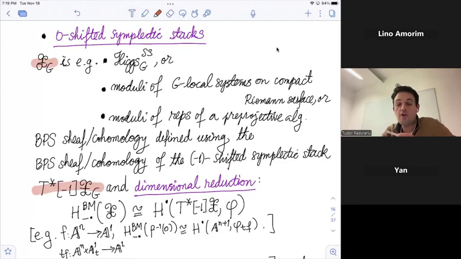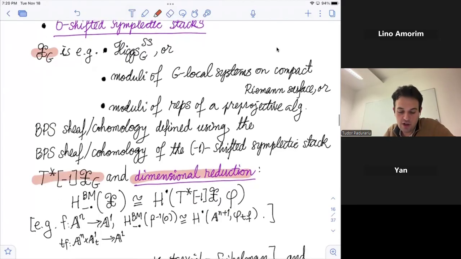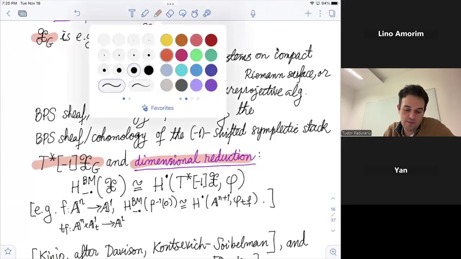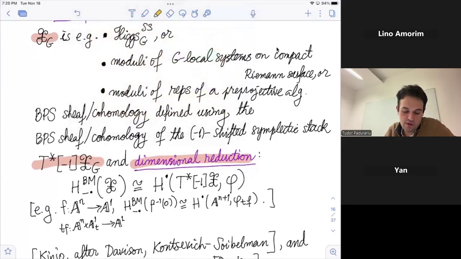Then this falls under the previous section. So for this stack, we can define BPS cohomology, and then we use dimensional reduction to transfer it back to cohomology of X. So dimensional reduction is this isomorphism. It goes between Borel-Moore homology of the stack X and cohomology of this sheaf phi, this gluing or vanishing cycle sheaf for the -1 shifted cotangent of X.